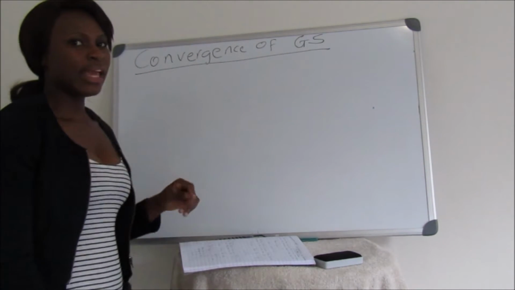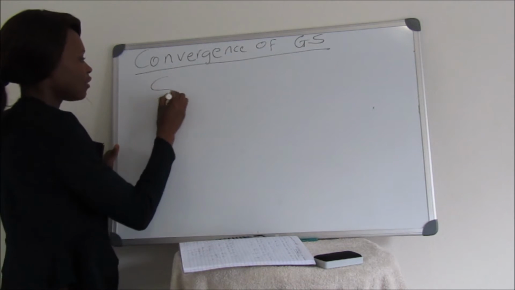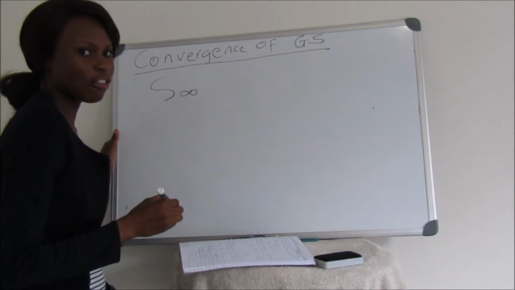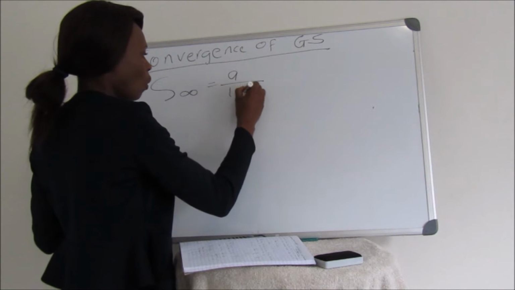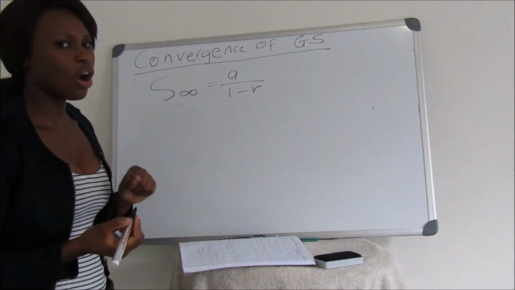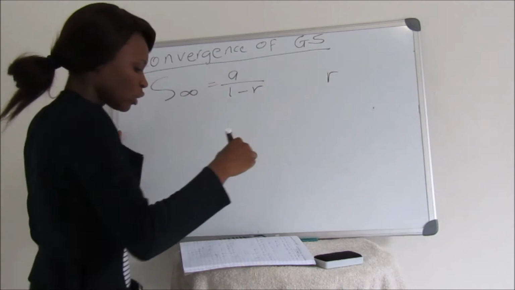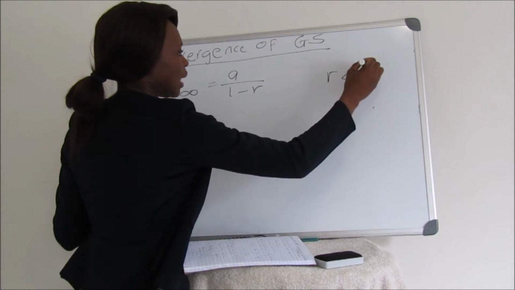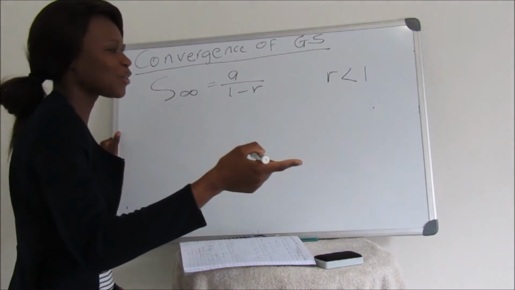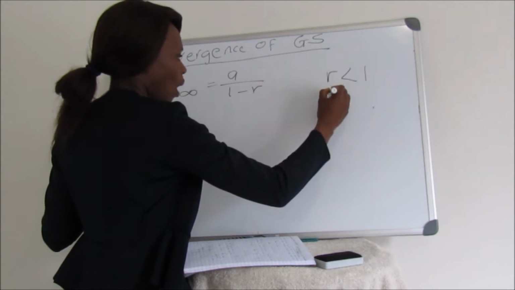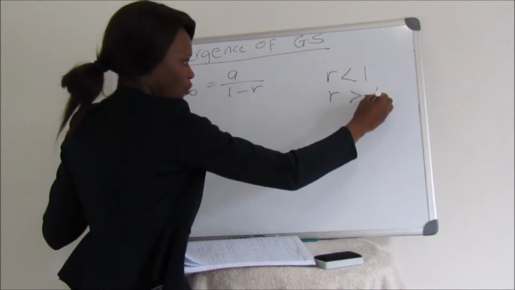The equation that we have for the geometric sequence is S infinity, which is the sum to infinity, equals A divided by 1 minus R. But we also have a condition with this equation: our R should always be less than 1 and our R should always be greater than -1.